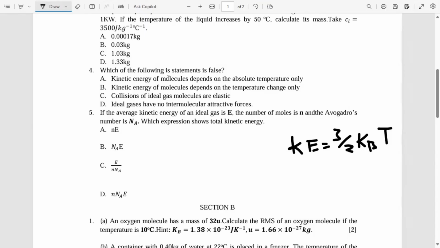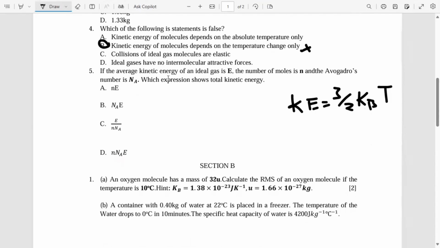And option B is saying the kinetic energy of molecules depends on temperature change only. This is the option which is false, so the correct answer on question 4 is the wrong statement, which is option B. The kinetic energy of molecules does not depend on the temperature change. It depends on the absolute temperature, not the temperature change. Temperature change will affect the kinetic energy, but the kinetic energy itself is determined by the absolute temperature at a specific given moment. Hence, on question 4, the correct answer is option B.